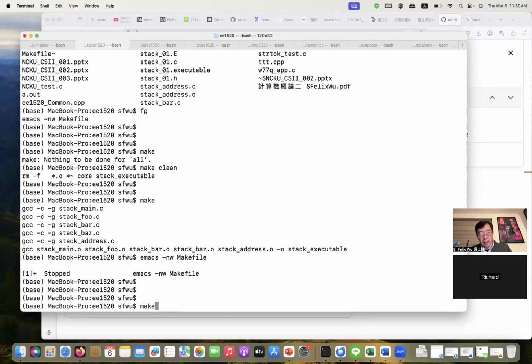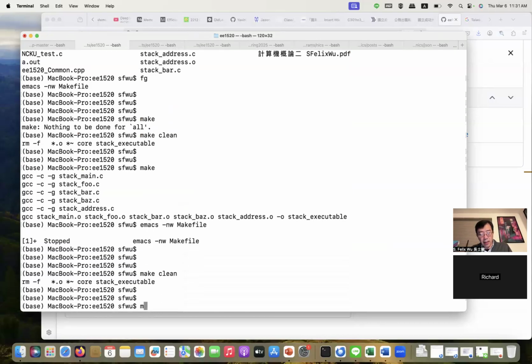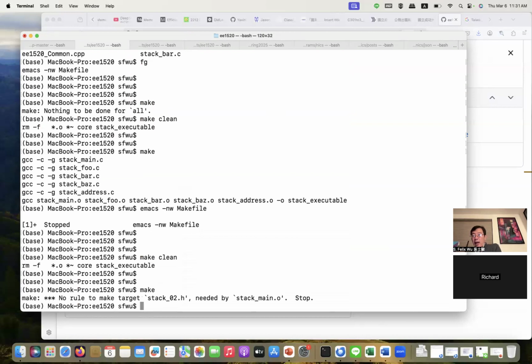If you do a make clean and then a make, you can see that it stopped. Why did it stop? It says, okay, there is no rule to make target stack_02.h, which is needed by the rule stack_main.o. So essentially the make program is saying, hey, you specified that you want to make stack_main.o, but you also specified a dependency that doesn't exist or doesn't have a rule supporting it.